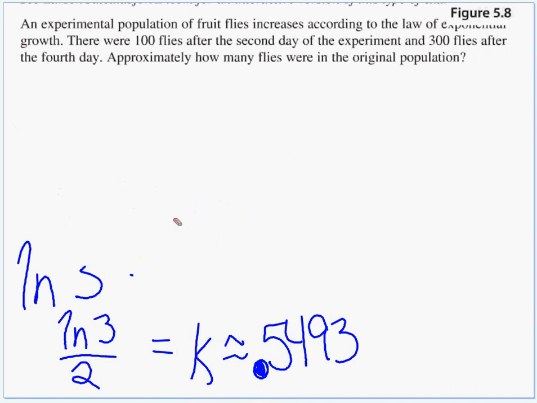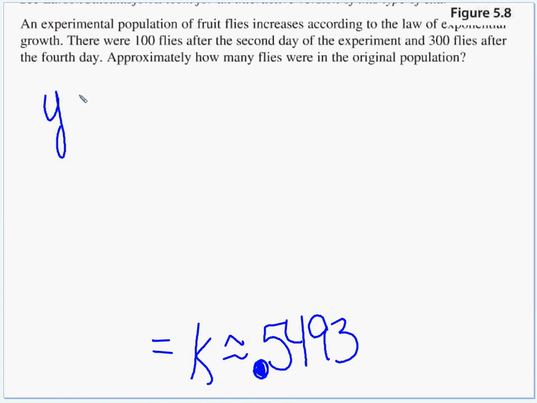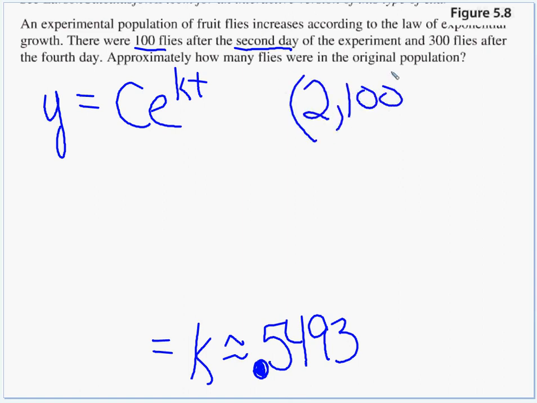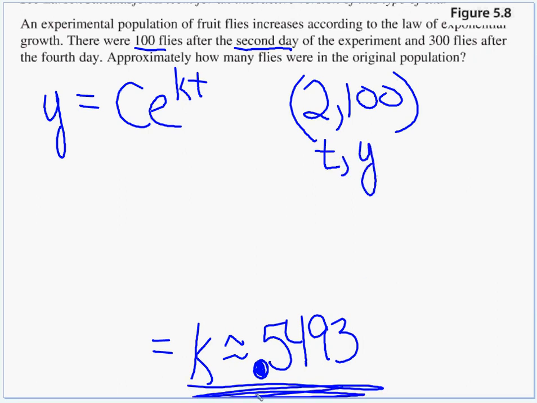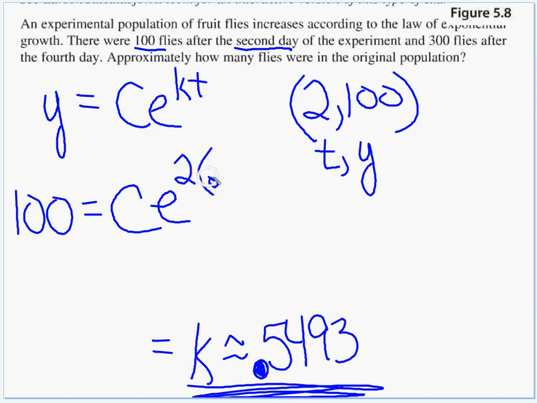So we've got our k value, and now we can go back and solve for c. And we can use either of the given points. We have y equals c e to the kt. I'm going to use the smaller point, (2, 100), just because the numbers are smaller. So we've got 2 comma 100 for our t value and our y value, and now we have k right here. So y, or 100, is equal to c e to the 2 times 0.5493.